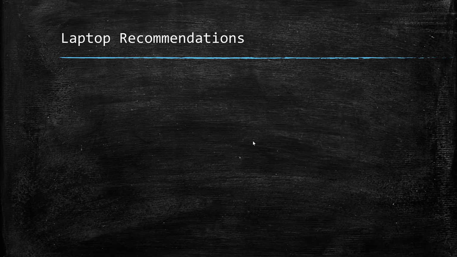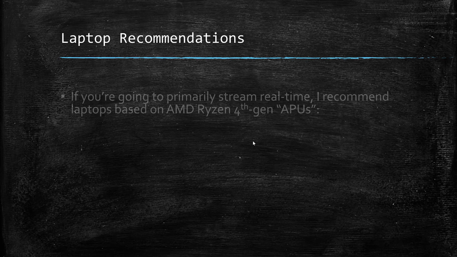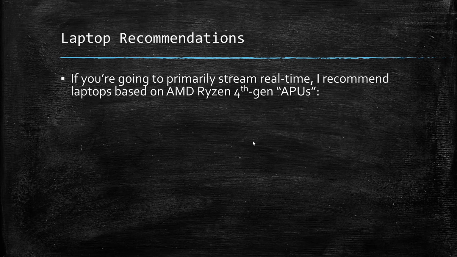Let's talk about a couple of particular laptop recommendations. Now, again, if you're mostly going to stream, I would recommend focusing on, and make sure you look for, 4th generation. That is, the processor number will start with a 4. These are called APUs. APU is meant to stand for a combination of a CPU with a GPU sort of built in. It's not discrete, it's not separate in the sense that they share memory, which is one thing we'll talk about in a second, but it's a lot more powerful than the typical built-in Intel integrated GPU would be.